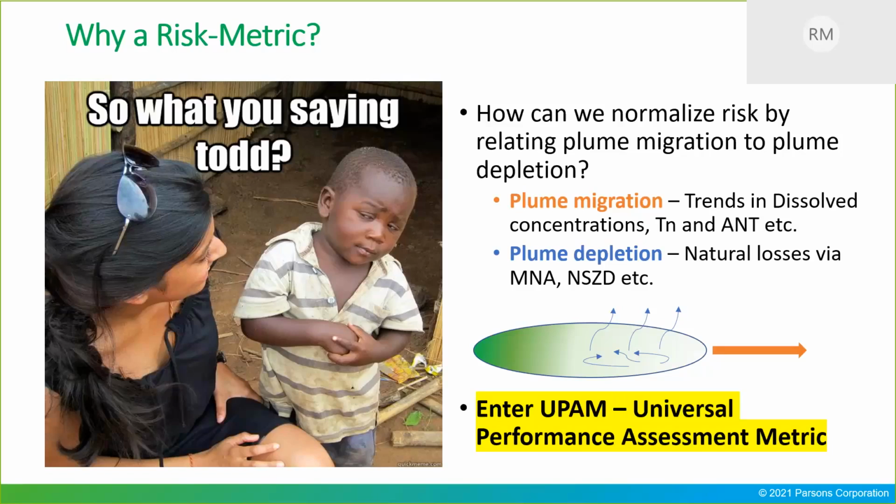So conceptually speaking, you're looking at a body here, and that body is migrating in the direction of the arrow shown here, and the plume migration is what we're looking at. The depletion is basically natural losses, sorption, and those kinds of factors that are mitigating the plume in terms of its migration itself, and also mitigating the risk, because when you're talking about components like benzene, toluene, those are the risk drivers, predominantly at these sites. So the UPAM is essentially a way to normalize the risk associated with those two.